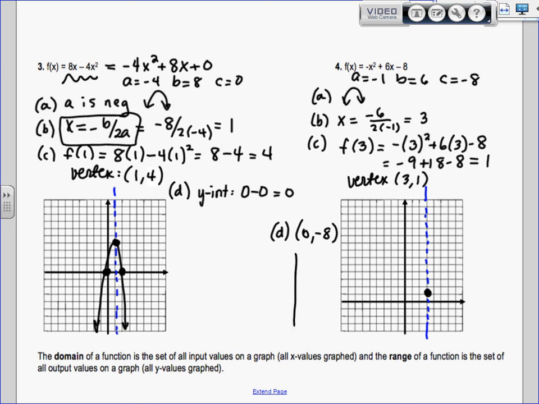So this is what I was talking about. Sometimes you might need to do one additional point. So let's say I plug in 2, because that's really close to my vertex. If you plug in 2, you get negative 2 squared plus 6 times 2 minus 8. So you'd have -4 plus 12 minus 8. You actually get 0. So (2, 0). And that means you would also have (4, 0). So then you can draw on your parabola.